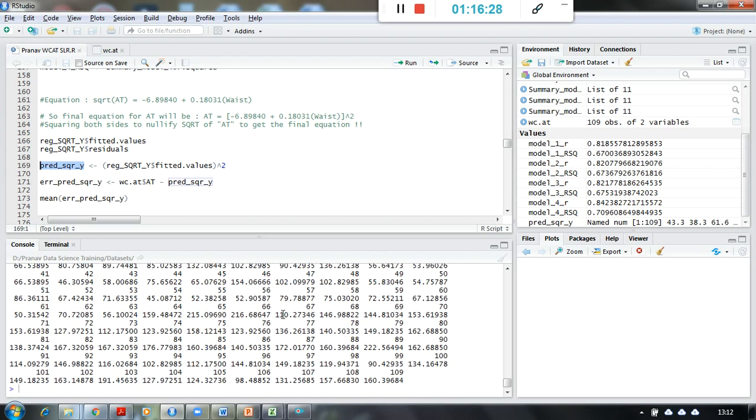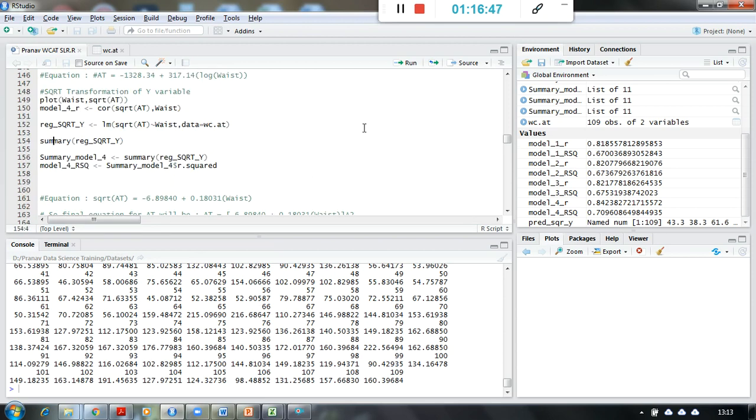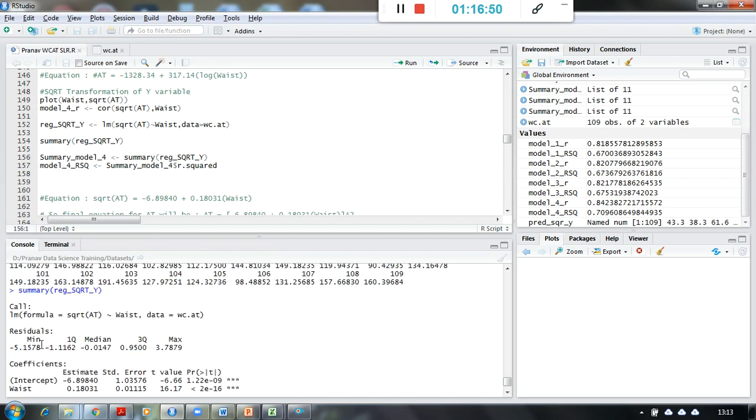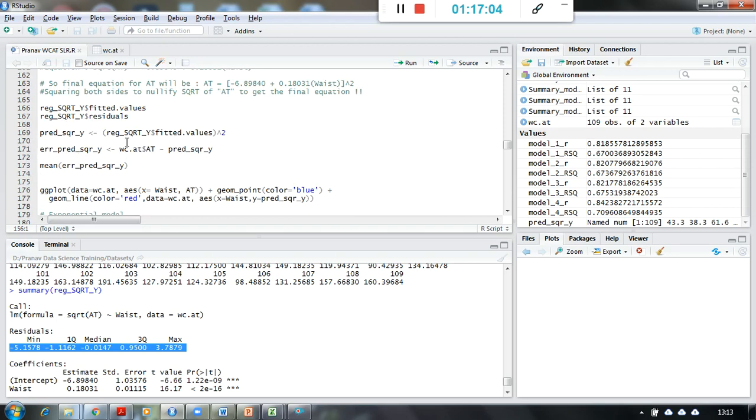Because of a possibility of a curvilinear relationship, the errors have changed now, and that is why we have to calculate these errors manually. We can't get the errors from the summary. As we can see, if I print the summary of this model, we got the errors this way, minus 5.15, but these errors are the difference with the square root of 80, right? So we would have to square them back, but that is not the way to calculate it, and that is why we are calculating it separately.